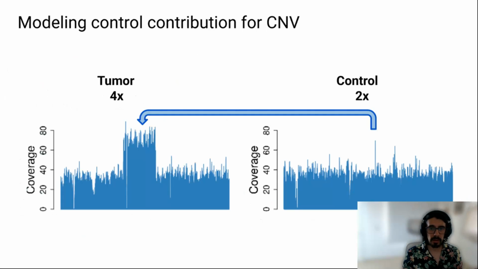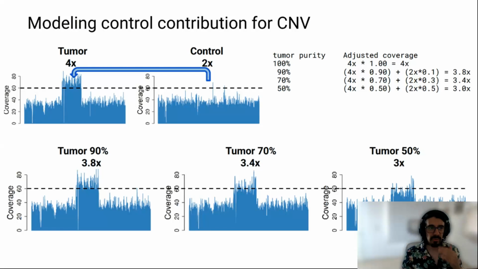Similarly, for copy number variation, in this case the contribution will be the coverage. We have a 4x coverage here, as mentioned before, and the control has 2x. When we do the same type of analysis for the control contribution, we see that if the tumor has a contamination of 10%, your coverage drops to 3.8, which is close to 4, so it can be rounded up. Already at 30% contamination, the coverage goes to 3.4. And if you have only 50% tumor content, then you reduce from 4x to 3x.